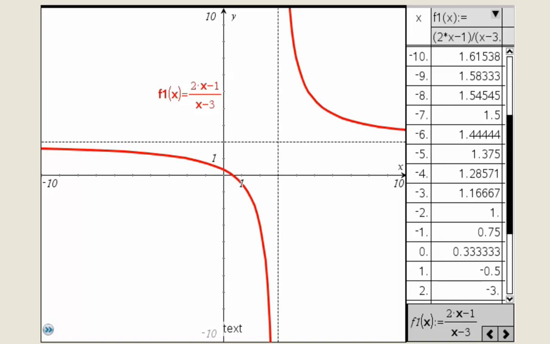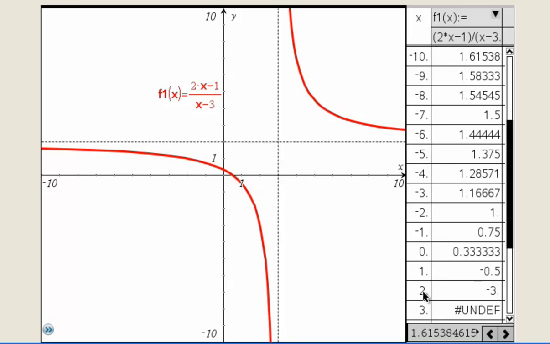Here is the graph of 2x minus 1 over x minus 3. Here is a t-table, with inputs from negative 10 up to positive 2, and I can keep going, and these are the outputs. Now look as we go from negative 10 and approach 3. These numbers here are getting closer and closer to 1, and then they get smaller and smaller, going down, and then at 3, it's undefined. That's because you can't put 3 in here.